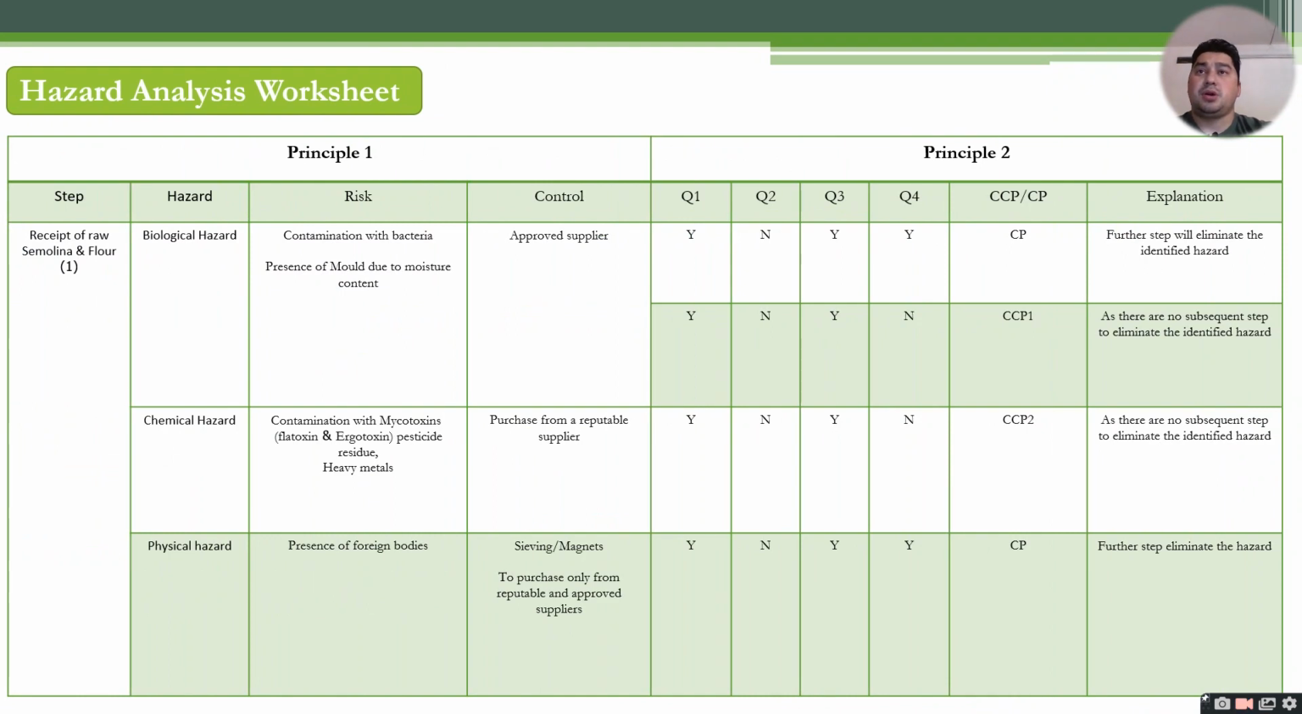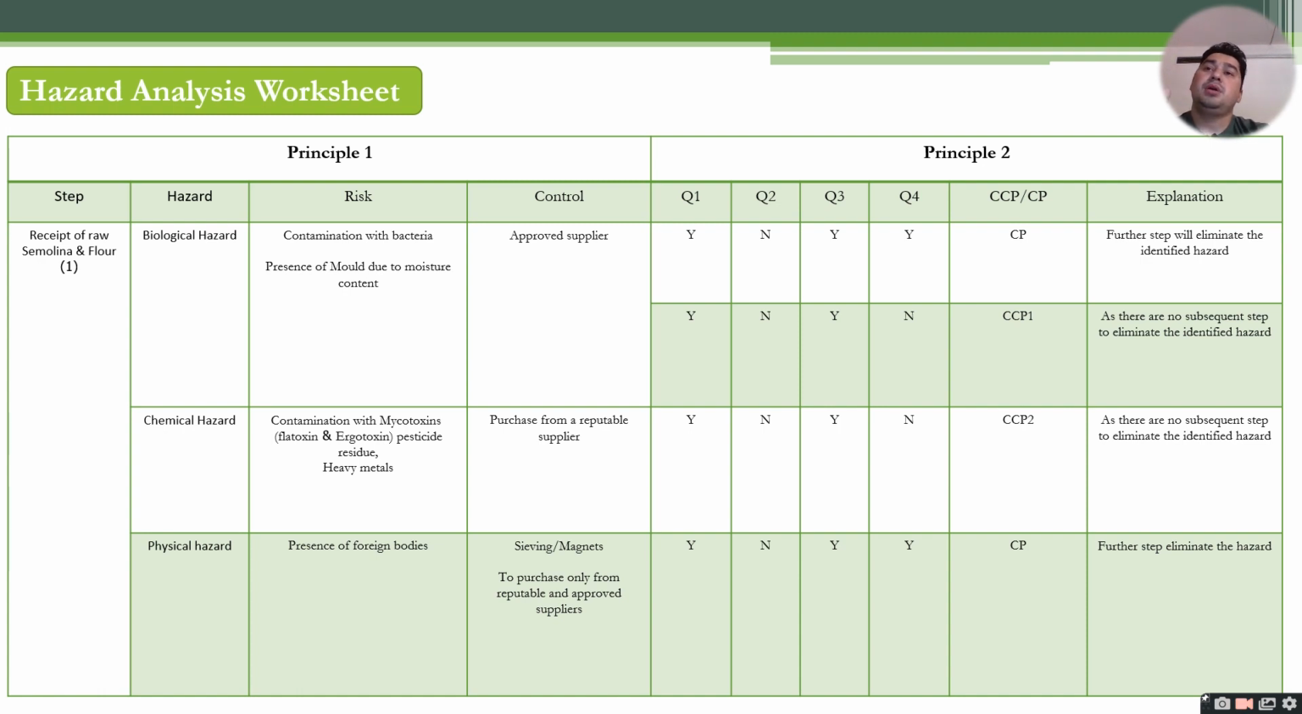This is the hazard analysis worksheet, which I have shown you here. The step is receipt of raw semolina and flour, which is our receiving step. In this step, the hazards could be biological, chemical, and physical. Biological: the risk is contamination with bacteria, and presence of mold due to moisture content. Second, chemical hazard: contamination with mycotoxins, aflatoxin, pesticide residues, and heavy metals. And third, physical hazard: presence of foreign bodies. So that is the risk that we have.